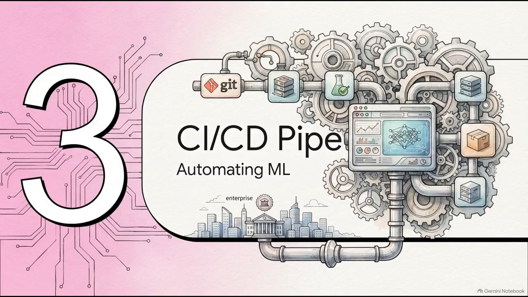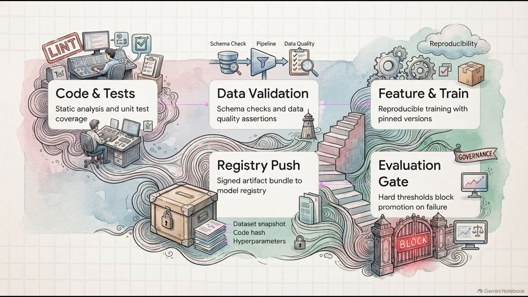Okay, Section 3, automating CI/CD pipelines. Let's look at how this builds into the physical architecture of continuous integration and continuous deployment to actually move us up that maturity ladder. There are 5 exact sequential stages for an ML continuous integration pipeline. Step 1, code lint and unit tests, basically static analysis gates on all pipeline code. Step 2 is data validation, schema checks and data quality assertions before any training even kicks off.